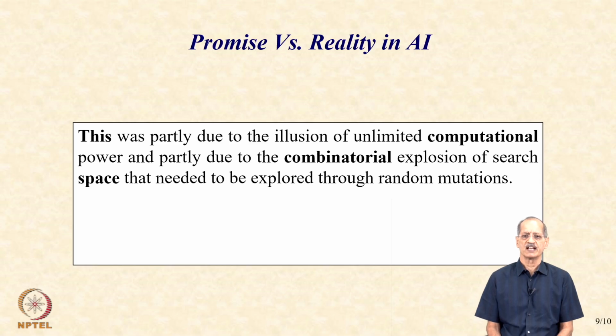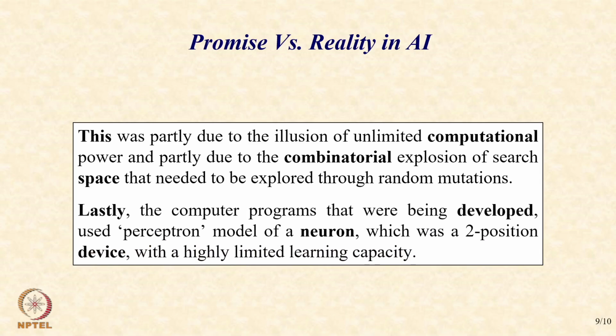There is a third handicap which also affected the progress of AI during this phase, which was primarily related to the kind of model of a neuron which was being used, just an on-off or two-position device, what was typically called at that time the perceptron model, and it had highly limited learning capacity.